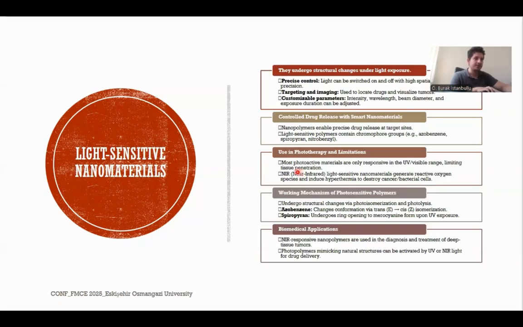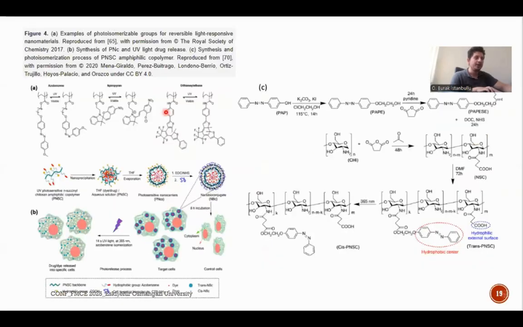Their mechanisms include photoisomerization and photolysis. Azobenzene switches from trans to cis form, while spiropyran opens its ring under UV. These systems are widely used in phototherapy and deep tissue drug delivery. Here in this image, the UV light triggered drug release into specific cells is schematically shown, as seen in figure B.